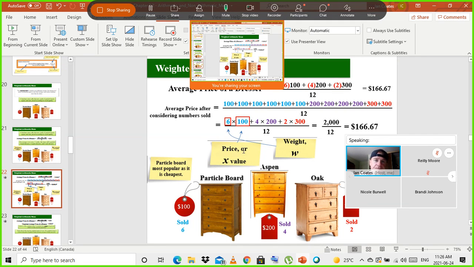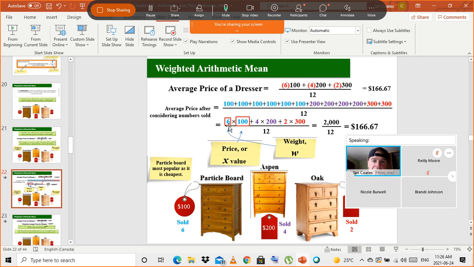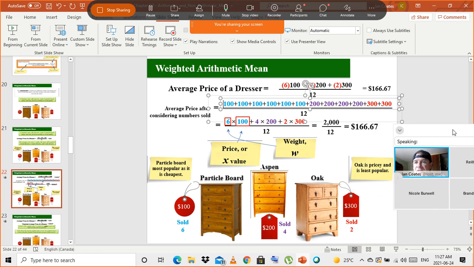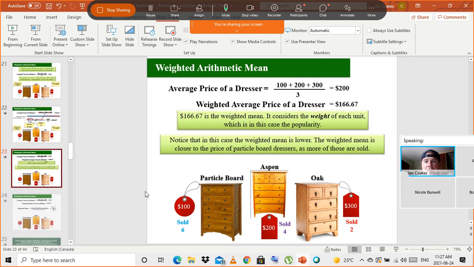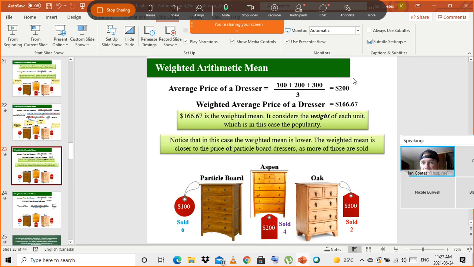Now, what we do here, and there's 3 different ways of doing it. This way is kind of the same as this one here, but I've broken it up, and the math works. You've sold 6 of these at $100. Well, you've got 600 right here. You've sold 4 of these at 200. Well, you got 800 of them here, and you sold 2 of these at 300, and there you go. And you'll see there that our average is $167.